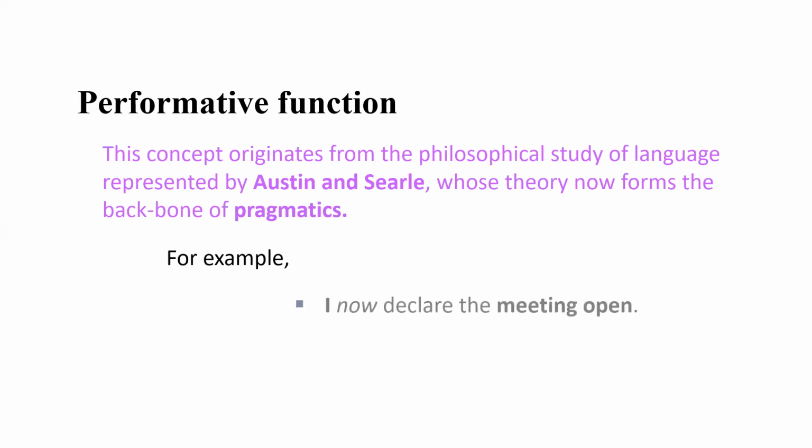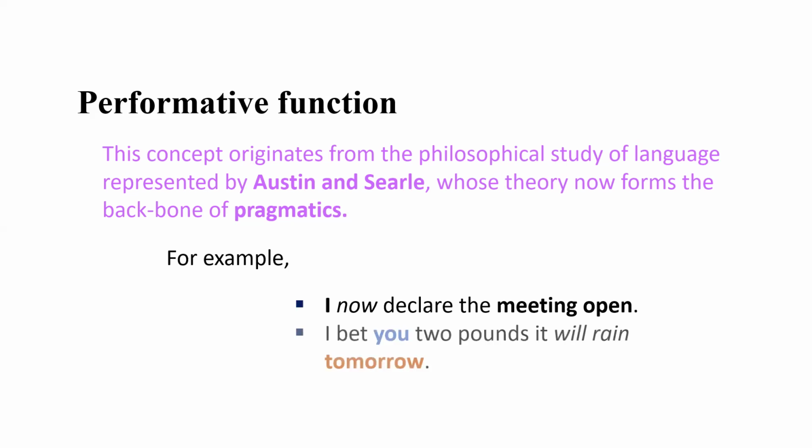For example, and I think I read this in their book, I now declare the meeting open. So it shows the rank, the status, between the addresser and the meeting open. So as if you are declaring a war, but we know who is declaring the war, right? And so on. Or I bet you £2 it will rain tomorrow.